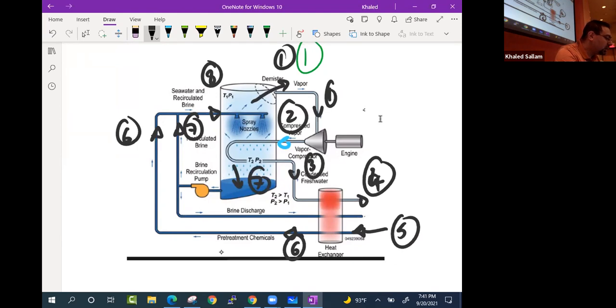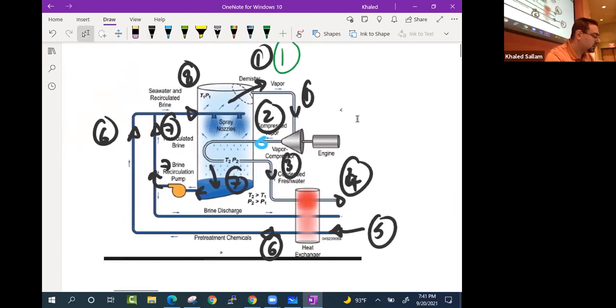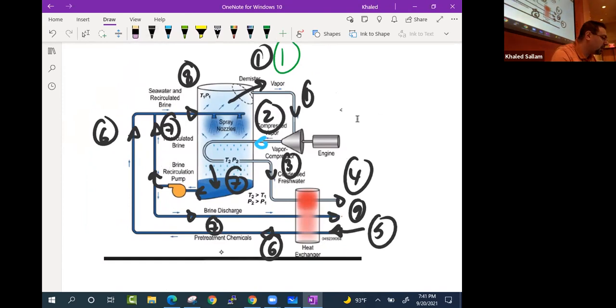Now, what is weird is, why is this 7 and this is also 7? There's a pump between them. Why did I do this? And of course, this is also 7. And then 7 becomes 9 after the heat exchanger. So why did we call it 7 and 7 before and after the pump?